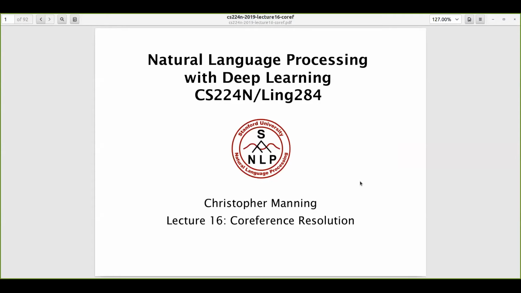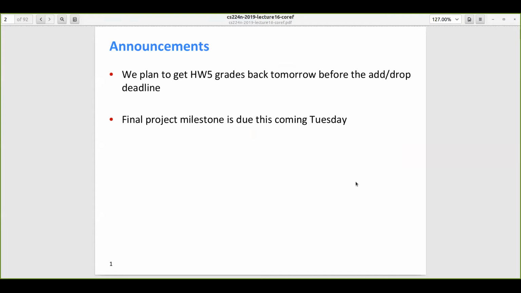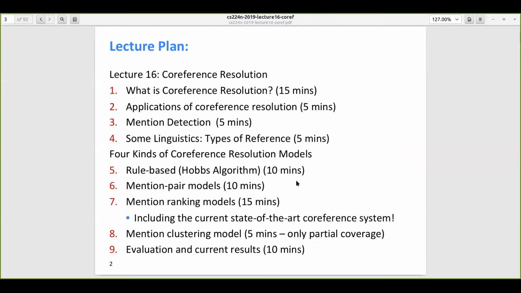So welcome again. Today we'll be discussing lecture 16, which is on coreference resolution. This is the agenda for today's study group. Lecture 16 is all about coreference resolution. We'll get started with what exactly is coreference resolution, and then we'll see where we can use coreference resolution and how it helps us.